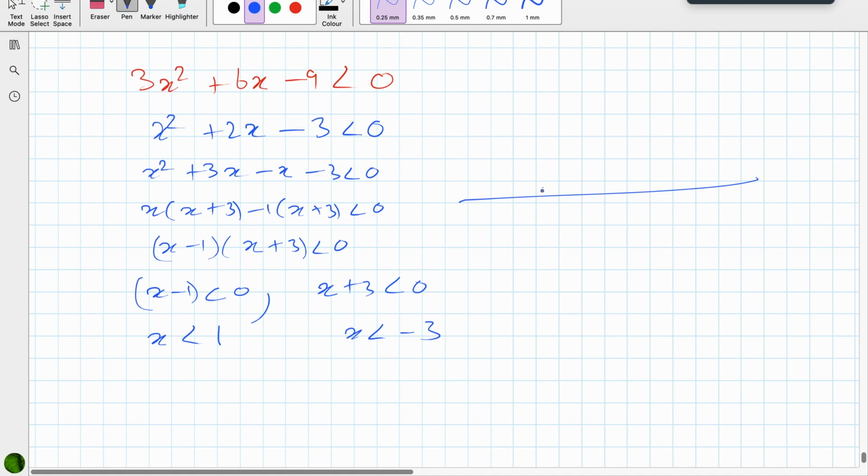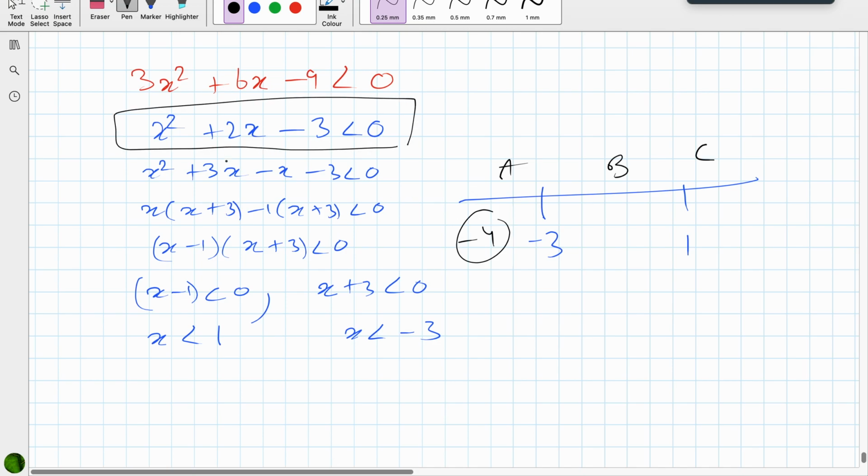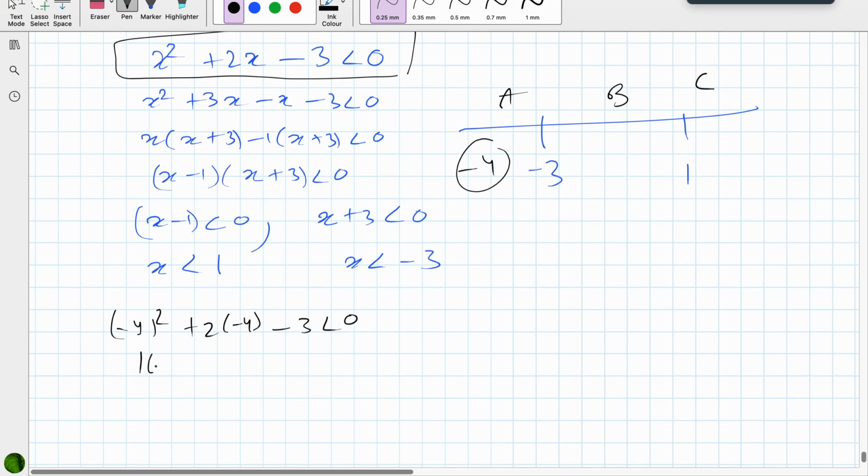How do we check it? You write these two values here, minus 3 and 1, and check for regions A, B and C. In region A, may I try minus 4? In your main equation, minus 4 squared plus 2 into minus 4 minus 3 is less than 0. So 16 minus 8 minus 3 is 5, is 5 less than 0? Is it true or false? False, so region A is not selected.